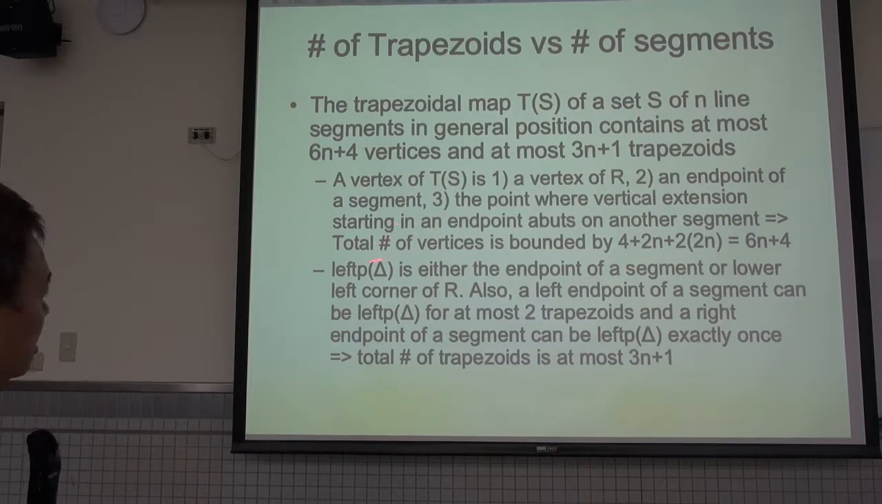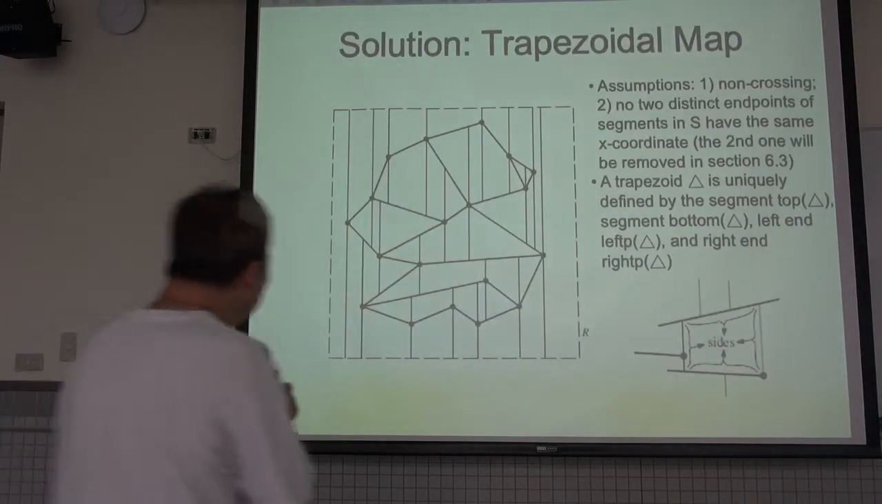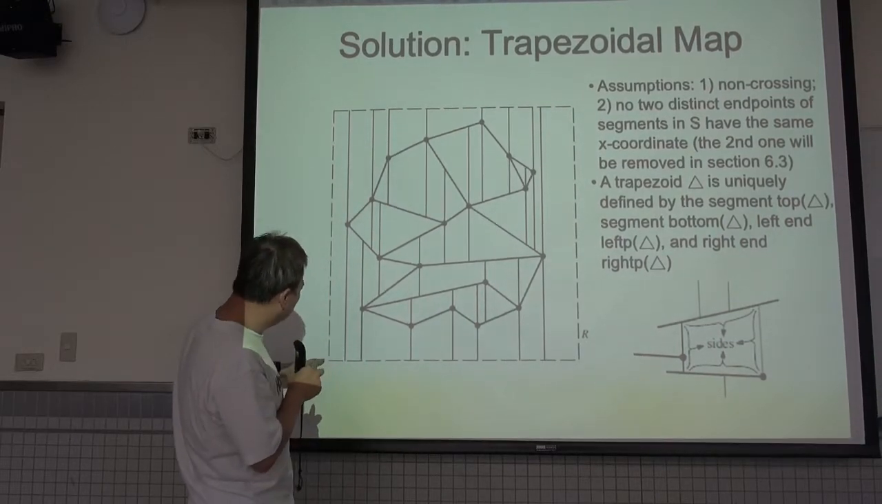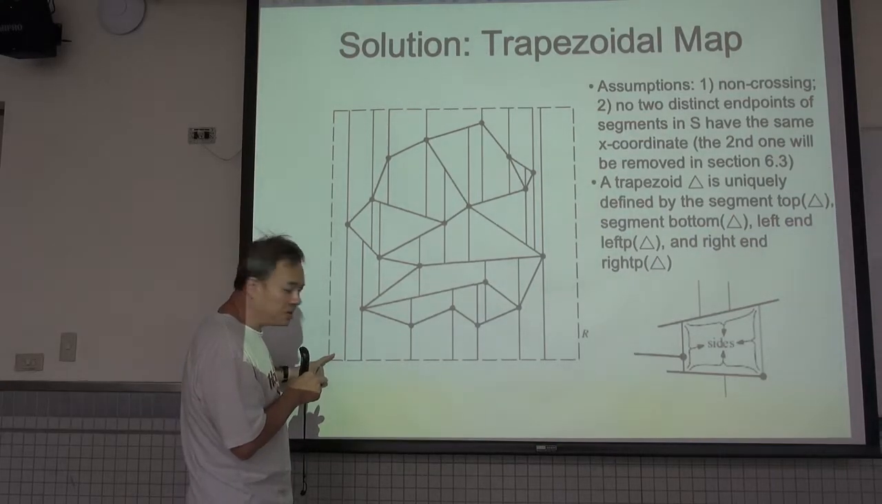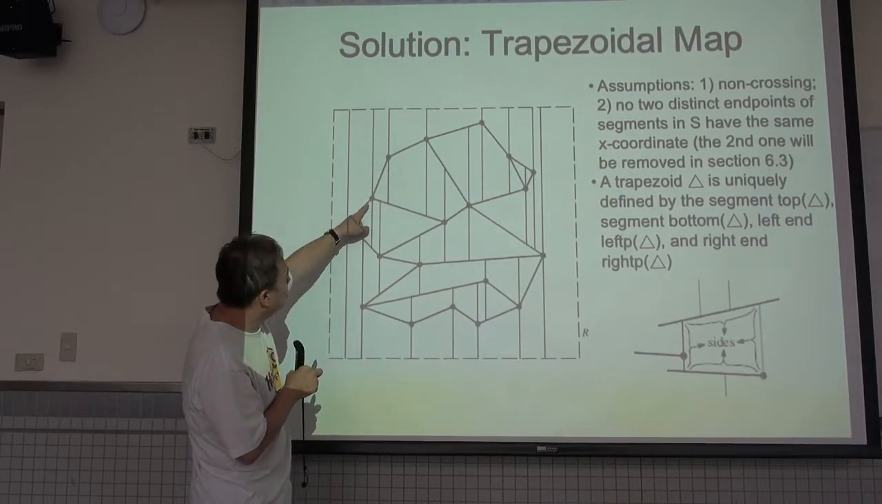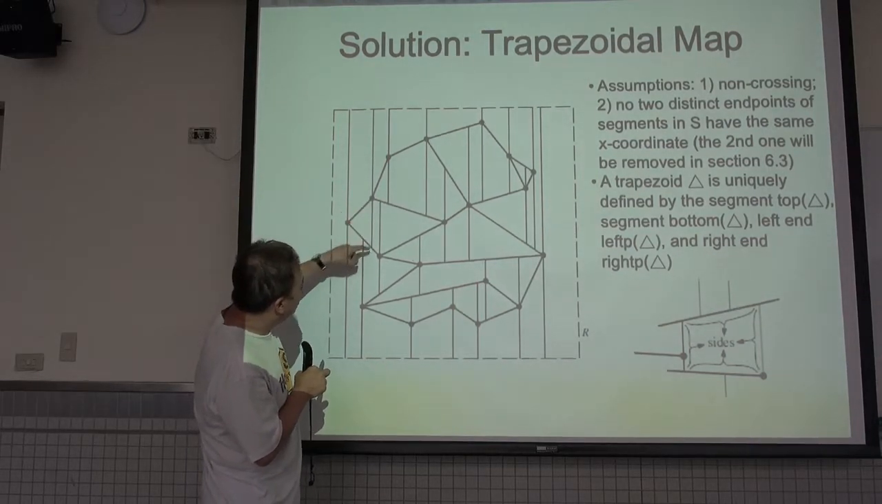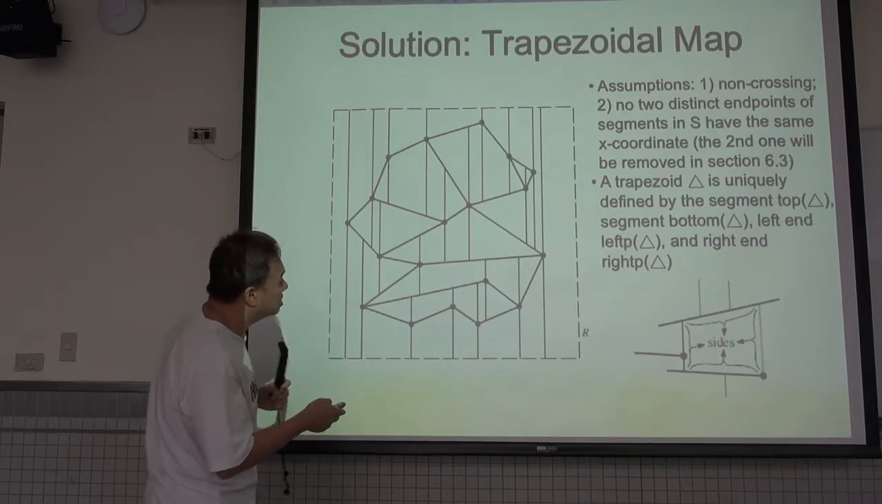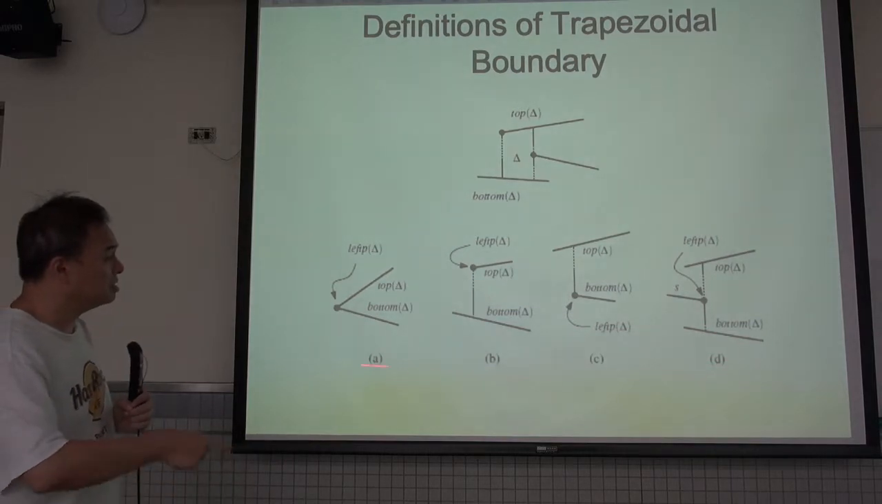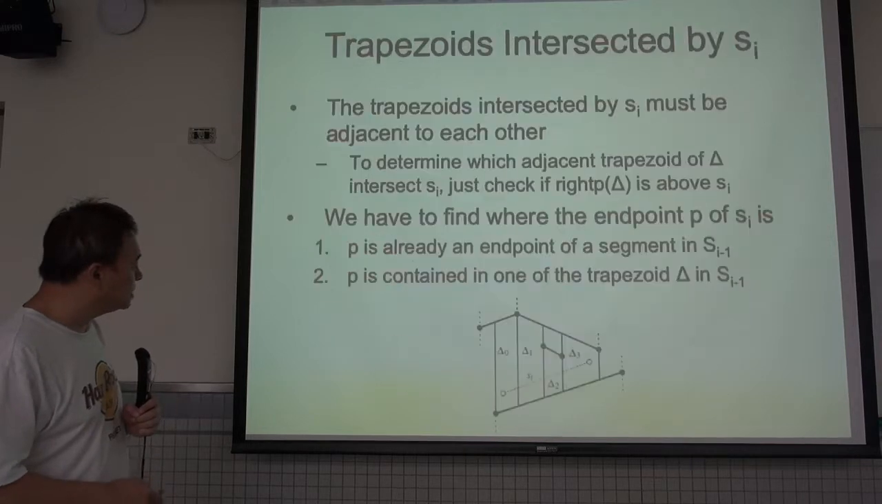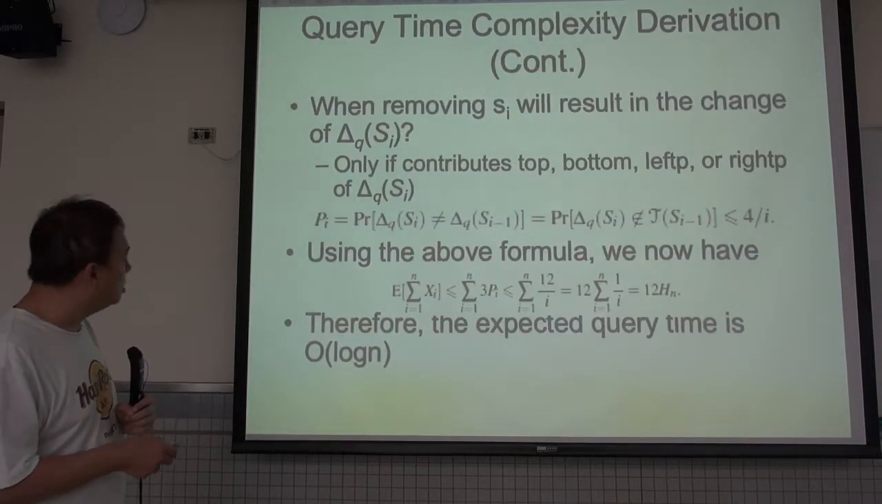So you can see that for every trapezoid, if you look at the left p, it's either the endpoint of a segment or the lower left corner of R. The only special case is this trapezoid, whose left p is this one. The other situations are always offered by an endpoint. We discussed these 4 situations previously, so it should be obvious. So let's consider all of them here.